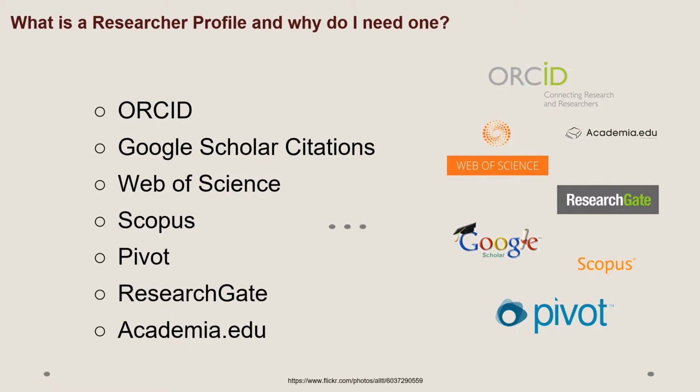Online tools such as ORCID, ResearchGate, Web of Science, and Google Scholar Citations can be useful for establishing a successful online academic profile. They can increase the impact of your research, ensure credit for your work, and streamline the publishing and grant funding process.